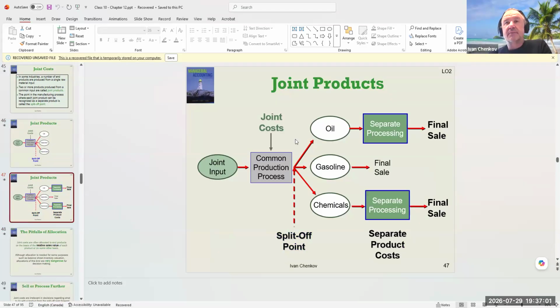Now for the joint products, once we have the split-off point, we have to decide what I should do with the oil. Should I sell it as it is, or should I process it further into something else? Gasoline, can I sell it as it is? And chemicals, can I sell them as they are, or should I process them further?